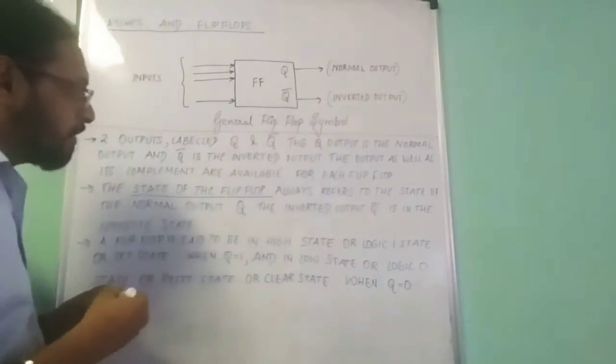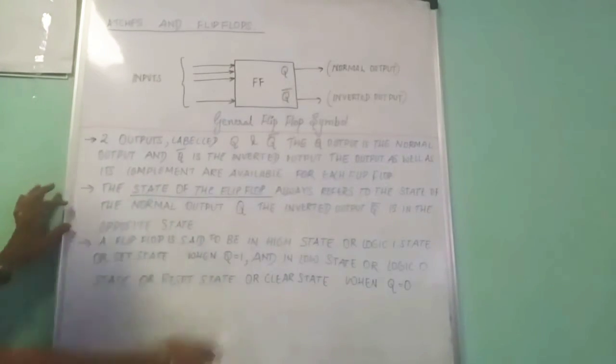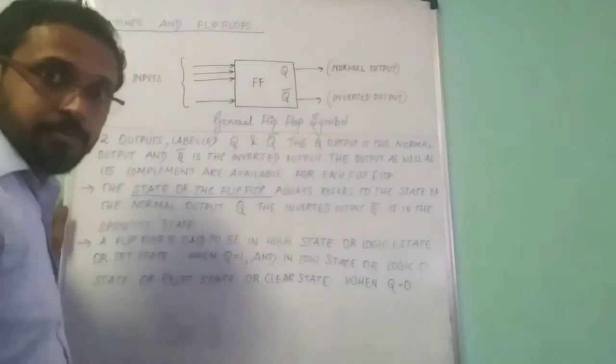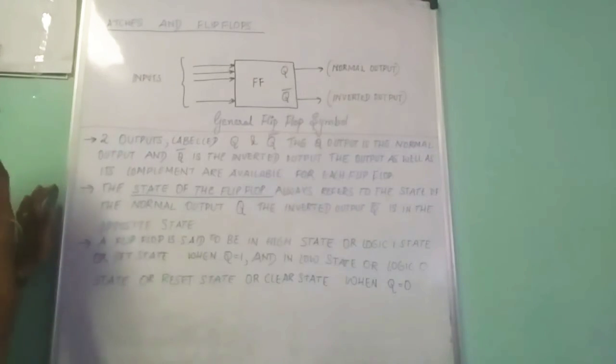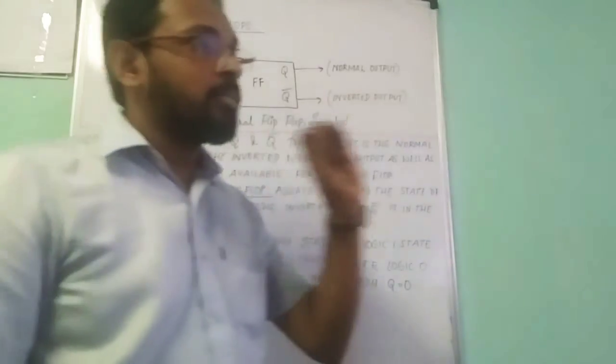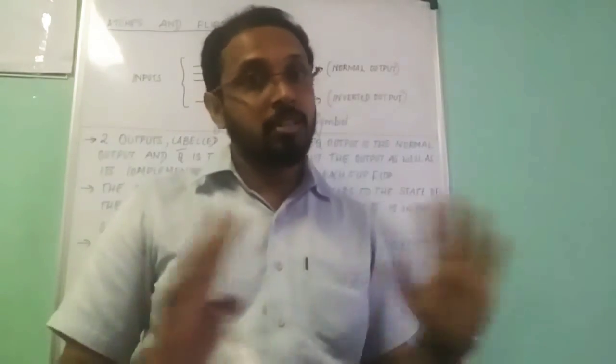The state of the flip-flop always refers to the state of the normal output Q. The inverter output Q bar is in the opposite state. Okay? Next one, a flip-flop is said to be in high state. This is something which you need to remember in the semester particularly, okay?